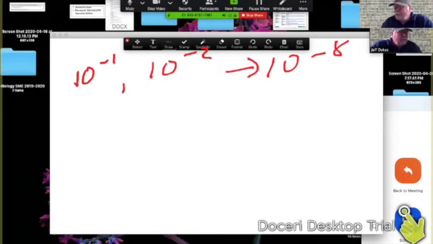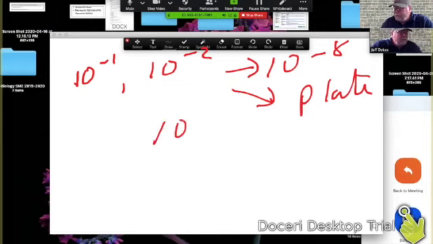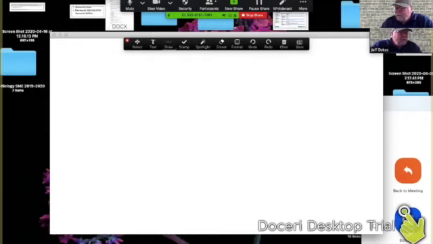And then we plated those. We did spread plates. And then later on, we counted them. And so we took the 10 to the minus 6 plate, and that was a total of 122 colony forming units.